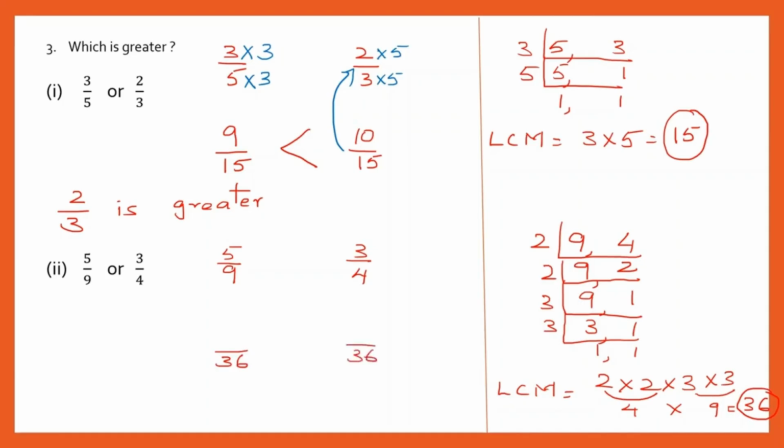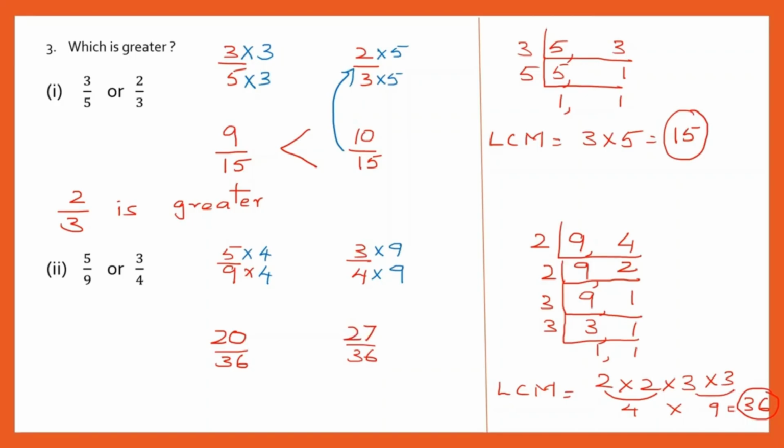Okay, now 9 into what is 36? 9 fours are 36. So I'm going to multiply 5 also by 4. 5 fours are 20. Let me go to the next fraction. 4 into what is 36? 4 nines are 36. So I'm going to multiply 3 also by 9. 3 nines are 27. So now we have like fractions.